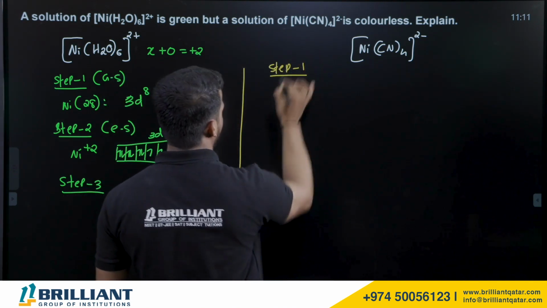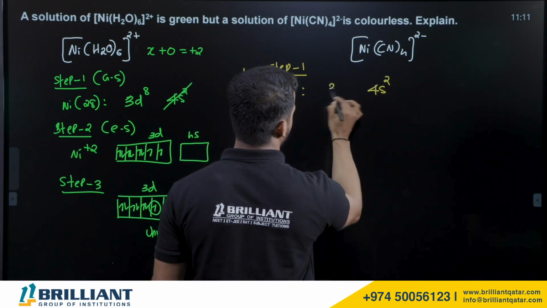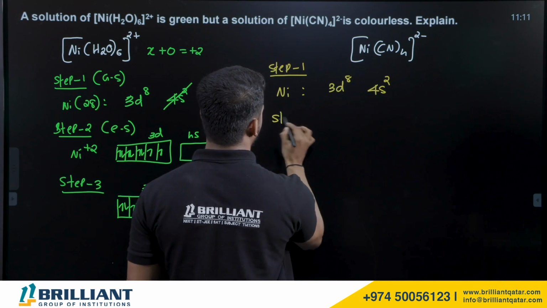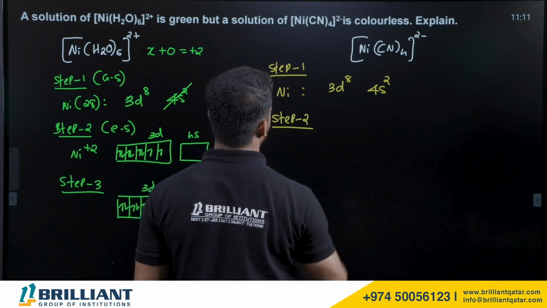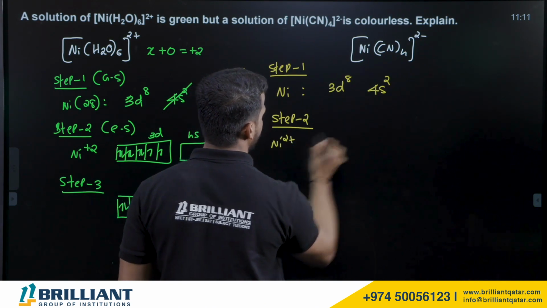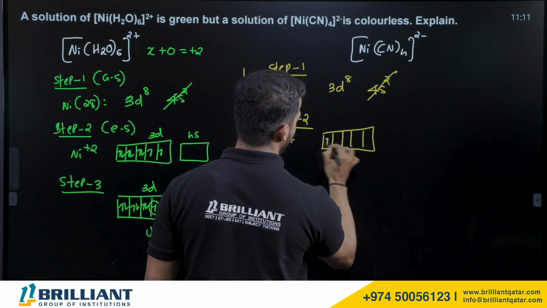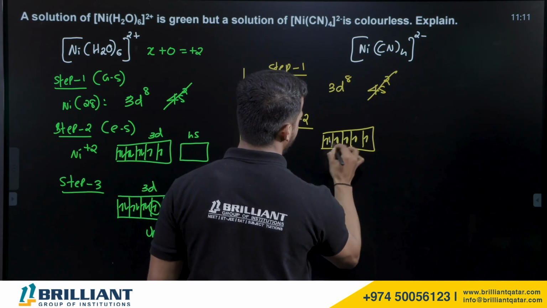Step number 1, write the ground state of nickel. Same as the previous case, 4s2 3d8. Step number 2, write the excited state. Nickel, I think here also in 2+ state. So 2+ means remove these 2 electrons. Remaining is 3d8. 1, 2, 3, 4, 5, 6, 7, 8.